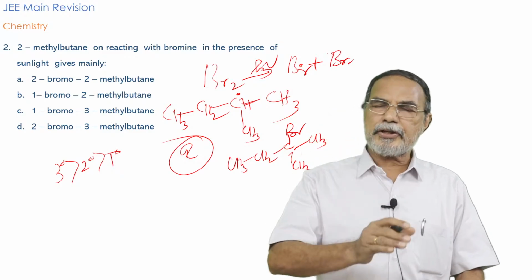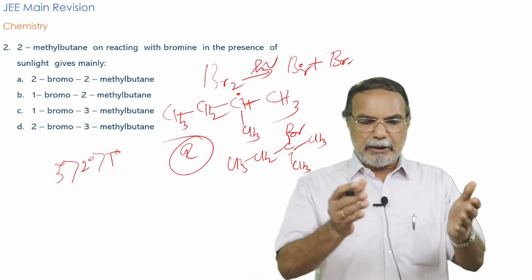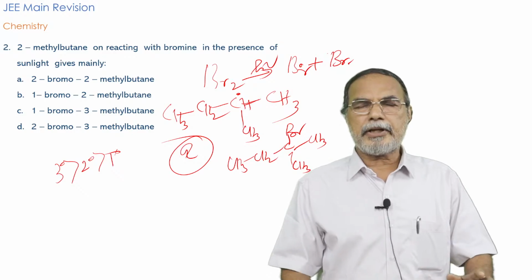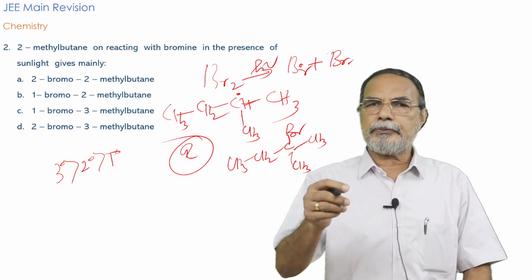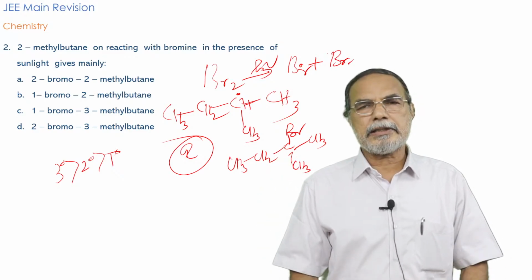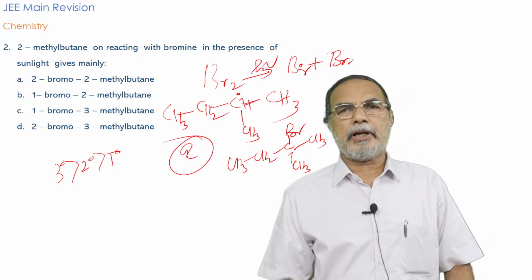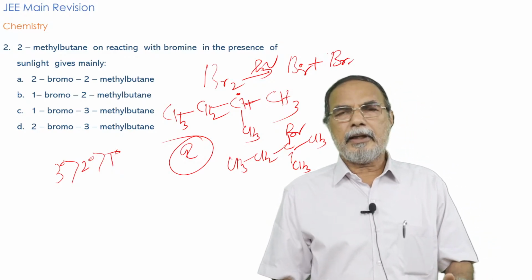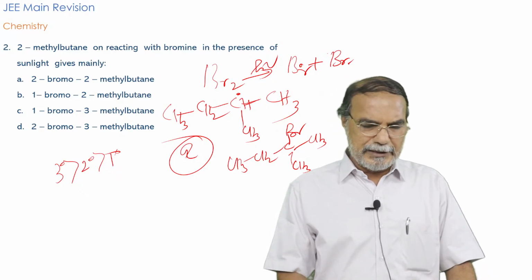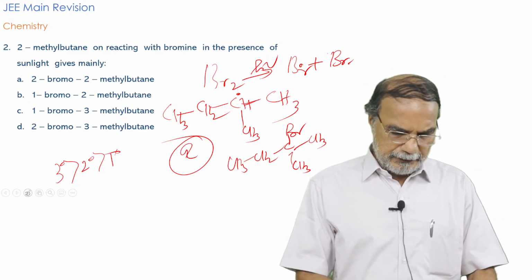Suppose it is not a tertiary radical. For example, some other hydrocarbon is given, and you find that the radical is not a tertiary radical, think of the possibility of rearrangement into a tertiary radical. If a tertiary radical is obtainable by rearrangement, then obviously the tertiary radical will be formed, and the product would be one corresponding to the tertiary free radical. So that is the essence of the question. I think the question is pretty easy. Everybody can answer that question.